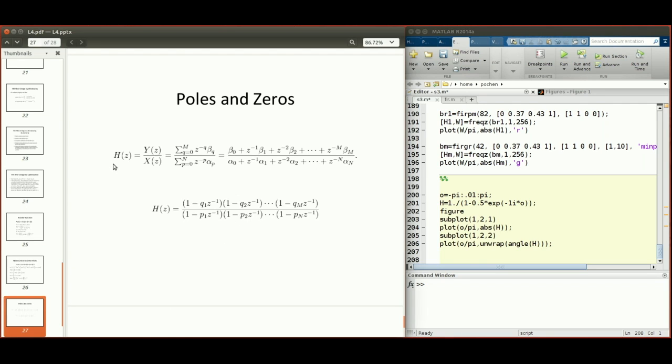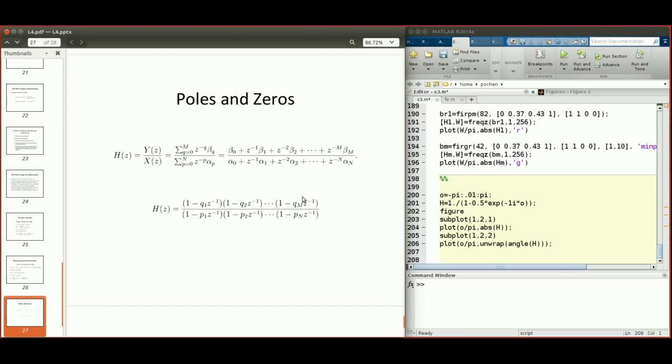So the most general form of a transfer function is going to be some kind of polynomial in z to the minus 1 in the numerator, and also some other polynomial in z to the minus 1 in the denominator. And then you are dividing these two polynomials. So now let's try to look at those polynomials.